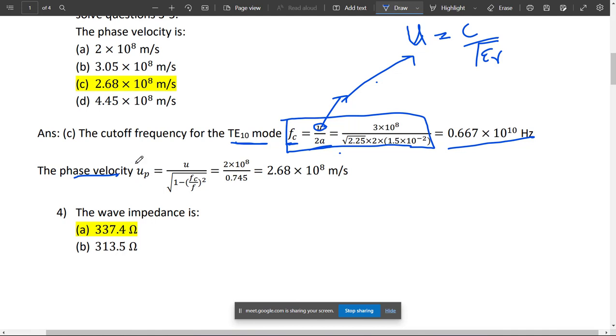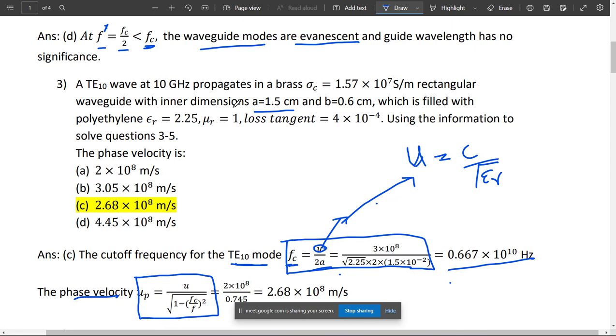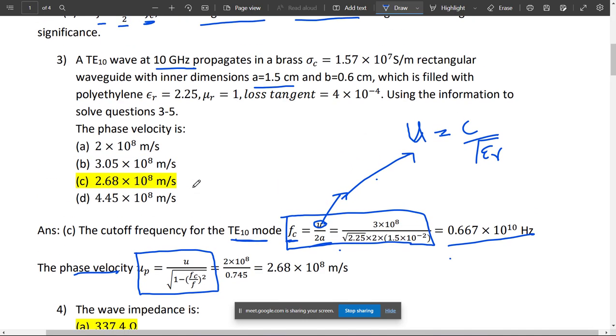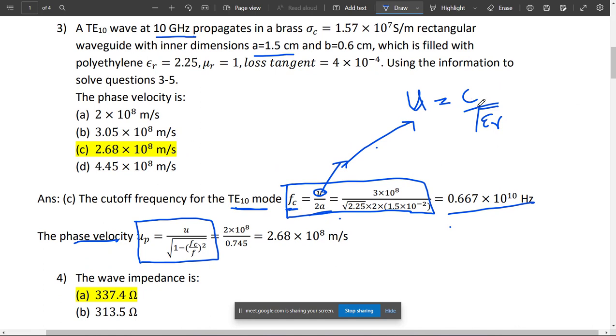The formula for mu p will be mu upon under root 1 minus fc by f squared. Okay, so fc is now given to us, and f is given to us. F here is 10 gigahertz, right? We'll put fc, we will put f. Now we know the mu. Mu is again c upon under root epsilon r. We know that. Will we be able to find out phase velocity?